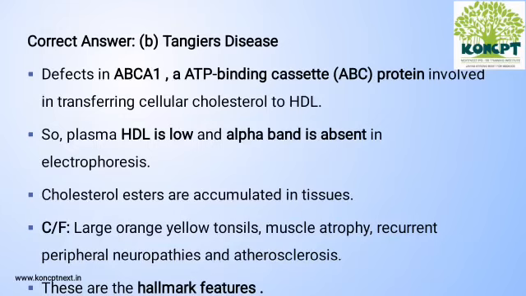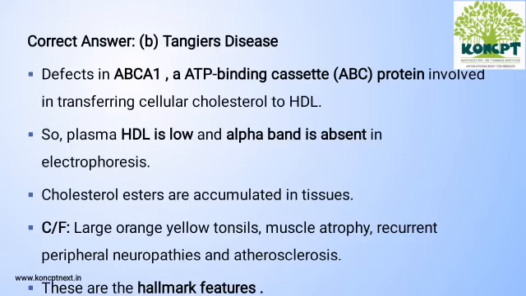It is mainly due to a defect in ABCA1, which is an ATP binding cassette protein that is normally involved in transferring cellular cholesterol to HDL. So due to the deficiency of this protein, what will happen? There won't be transfer of cholesterol to HDL. So the plasma level of HDL will be low due to decreased formation, and due to the low level of HDL, the alpha band will be completely absent in electrophoresis, because the alpha band is specific for HDL.